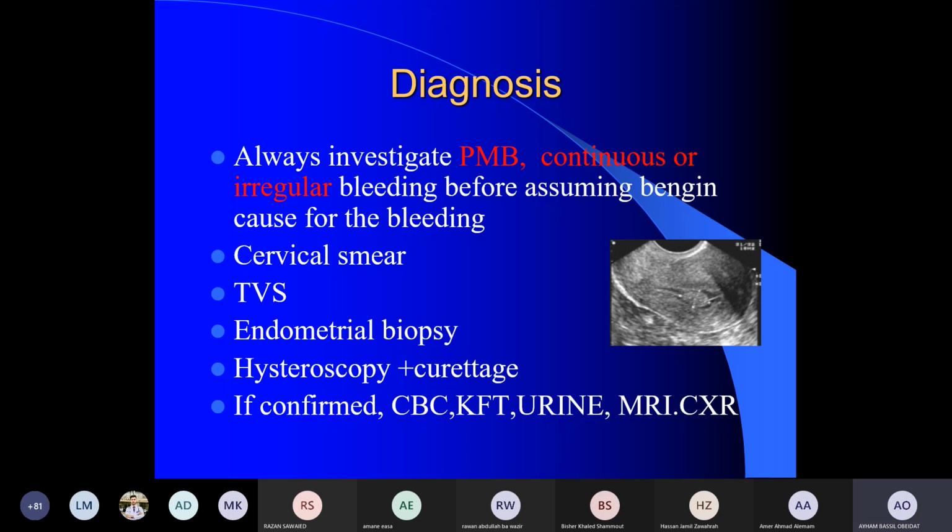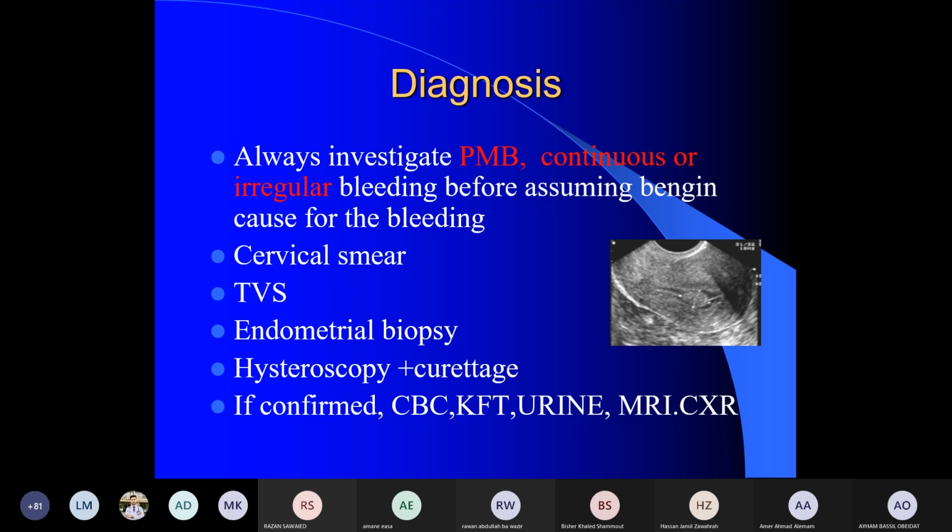Any patient with postmenopausal bleeding or abnormal bleeding after the age of 40 has to have the following investigations. First of all, you have to do cervical smear. You have to do a transvaginal scan. And particularly with patients with postmenopausal bleeding, transvaginal ultrasound will be very helpful to measure the endometrial thickness.